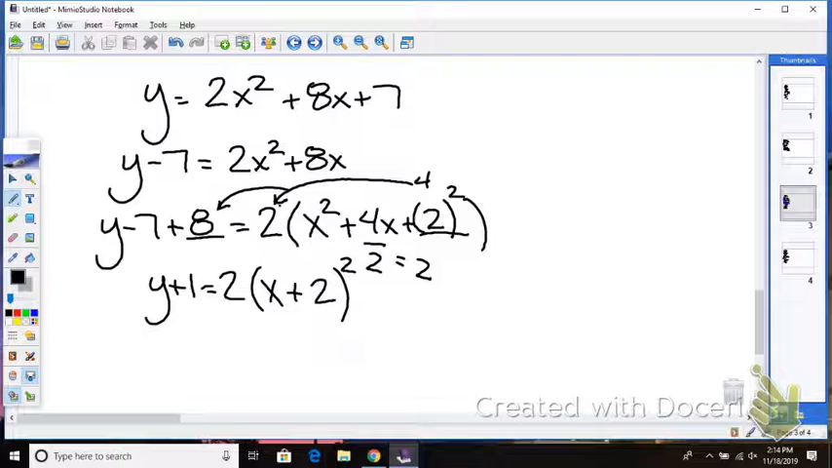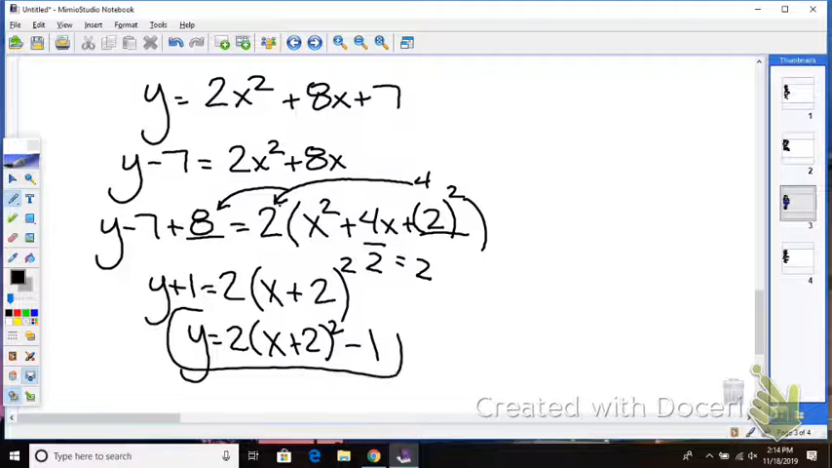And then our last step is to subtract 1 over. So I've got y equals 2 times x plus 2 quantity squared minus 1. So if I wanted to graph this, my vertex would be at -2, -1, and it would be a little narrower because of the 2. So our answers will not... Yep, that's what we're getting to, is into vertex form.